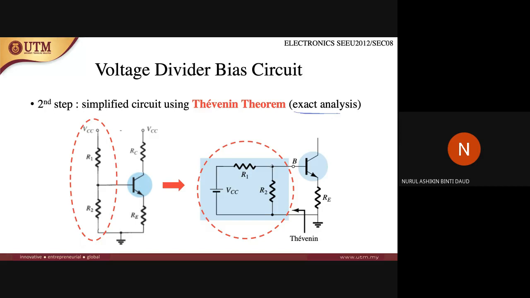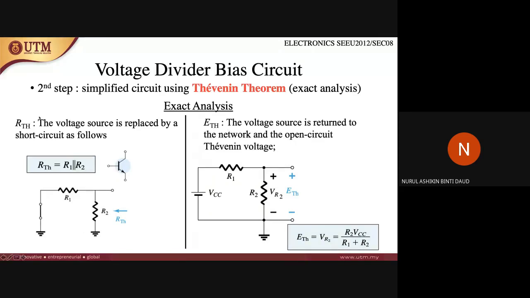The current that flows through R1, IR1, is divided into two: one flows to the base, and one flows through R2. That's why they are connected in parallel. So redraw this part again, and it will look like this.